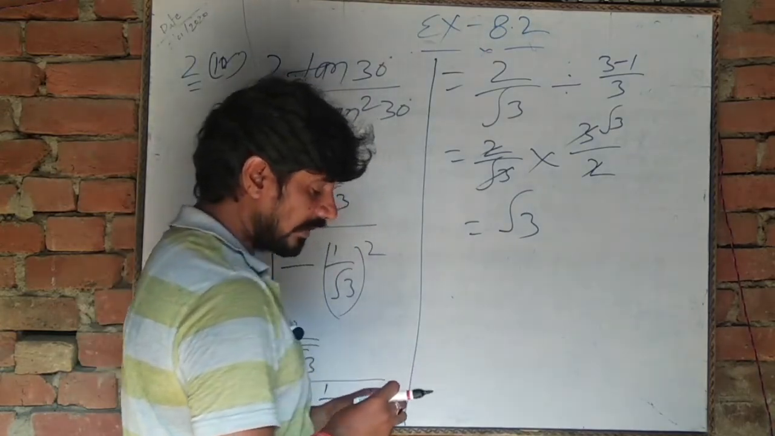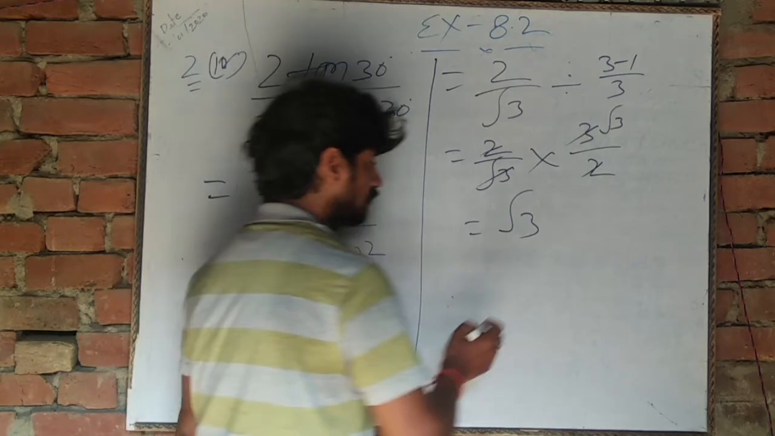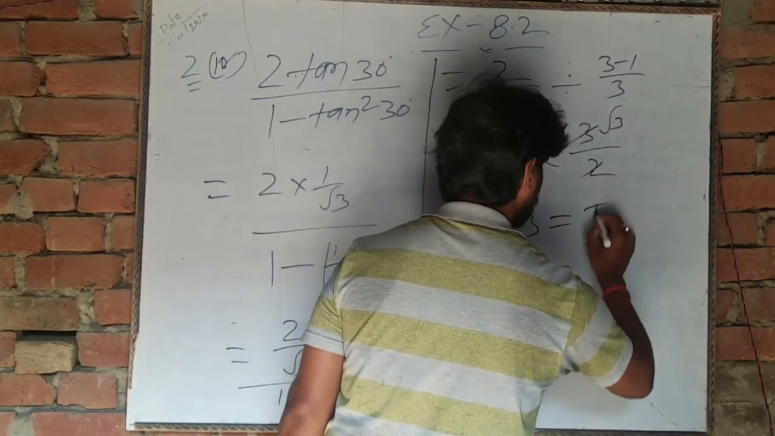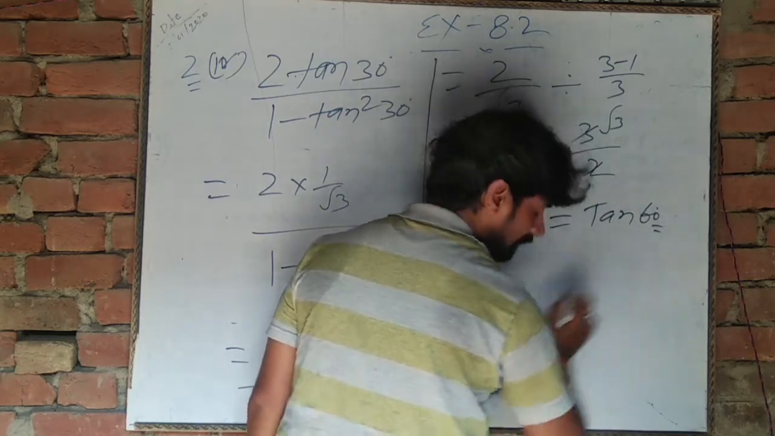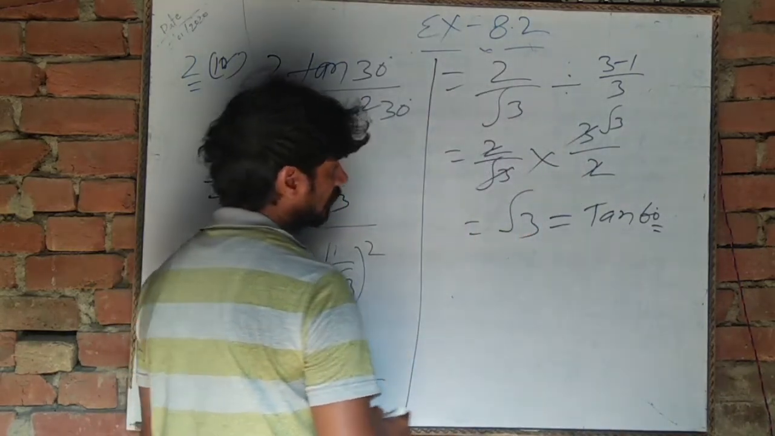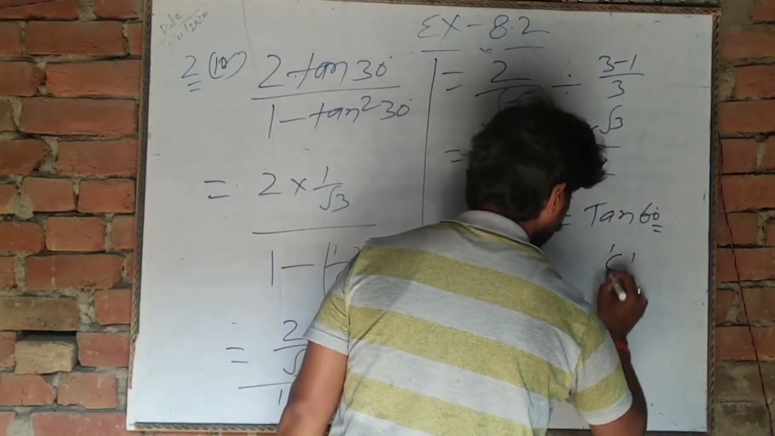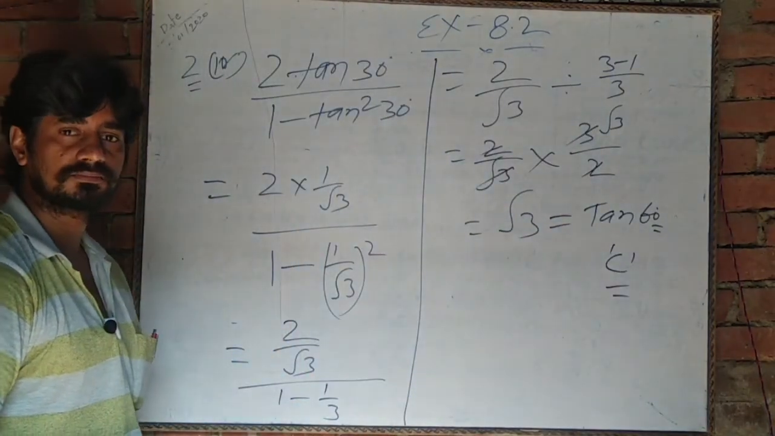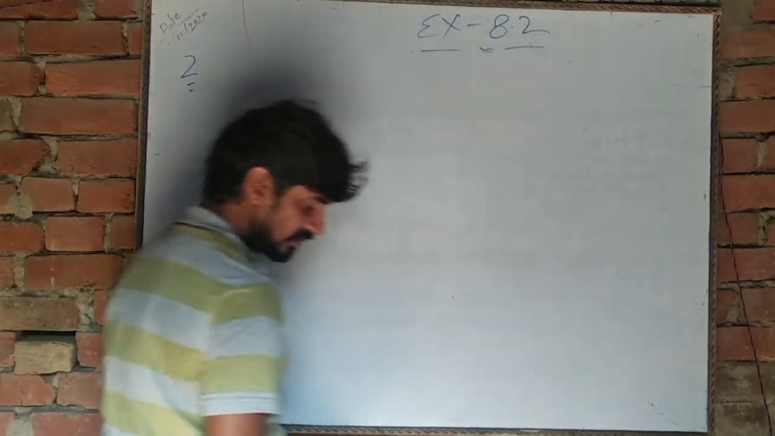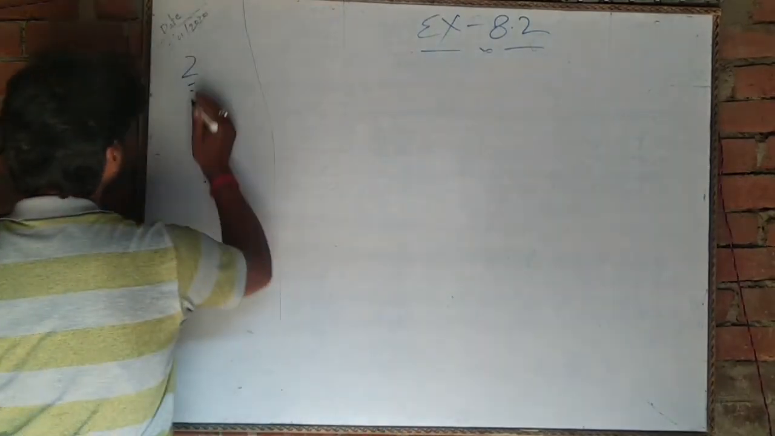And root 3 is the value of tan 60 degree. So we can write tan 60 degree here. Our option will be C. And this process is for justification. Next, question number 5.